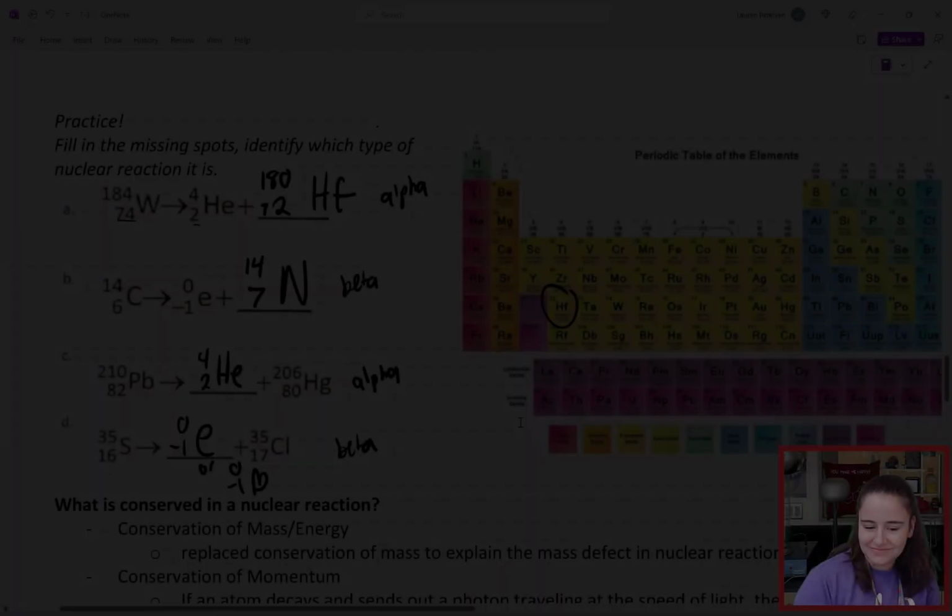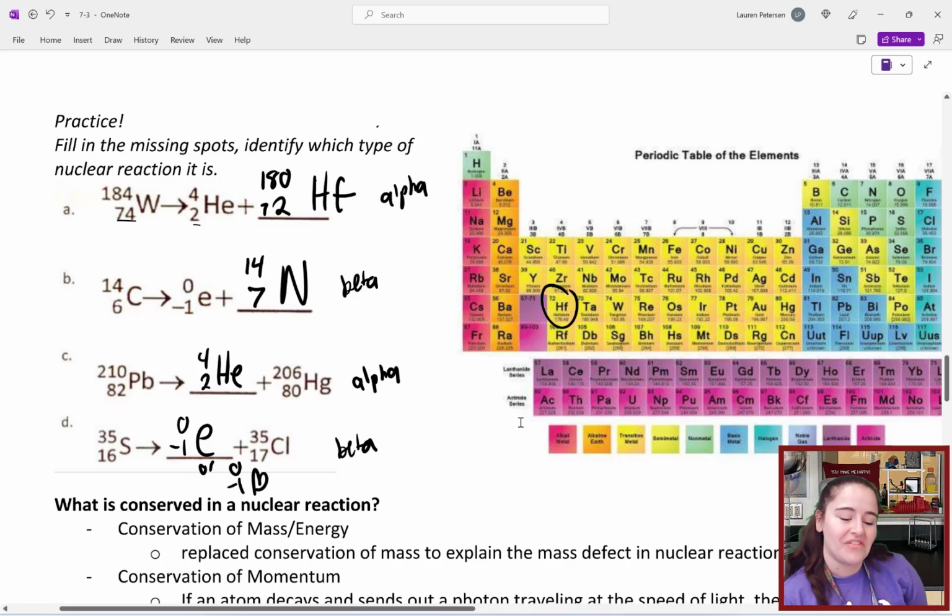Did you get them right? Good. We have 2 examples of alpha decay and 2 examples of beta decay. And note, it's fine whether you used an E or a B in that notation.